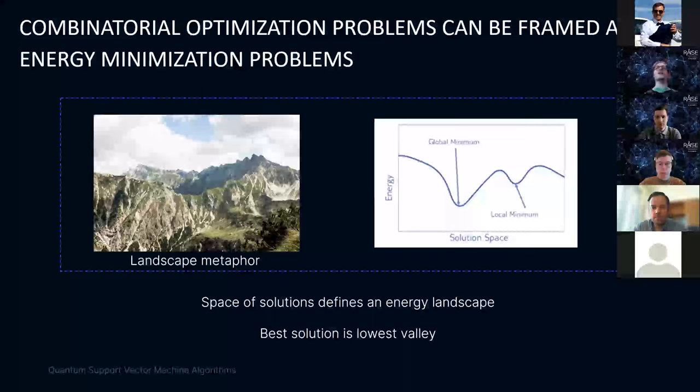So basically, if we express our solution space as a landscape with this analogy, what we're trying to do with the solving of this discrete optimization problem is to find the valley of this landscape, where the solution can achieve the lowest energy of our problem.